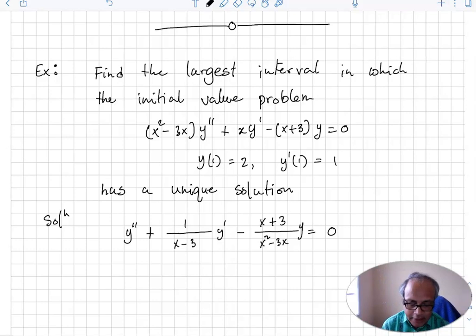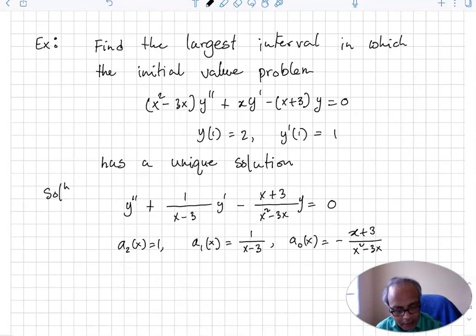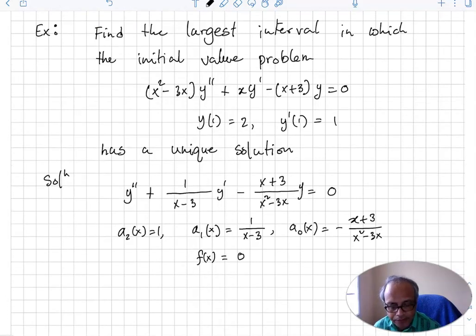So now in this standard form, it is a second order differential equation. So its coefficient a2(x) is 1, which is not 0, that is a requirement. Then its coefficient of the first derivative, a1(x), is 1 by x minus 3, and the coefficient of the non-derivative term is x plus 3 divided by x squared minus 3x with a negative sign in front of that, and the right hand side, which is f(x), is exactly 0.